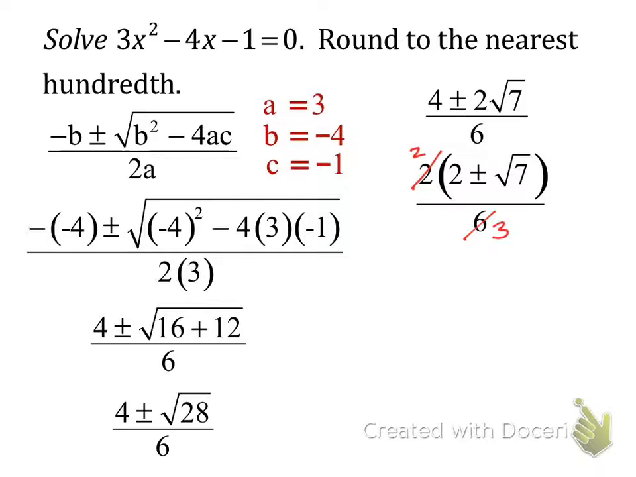And then try and do the estimate. I'm sorry, this is a 1. Or I can say 2 goes into 2 once, twice, and 3 times. So it's 2 plus or minus rad 7 over 3, and then do the estimating. Does that make sense? Yes or no?